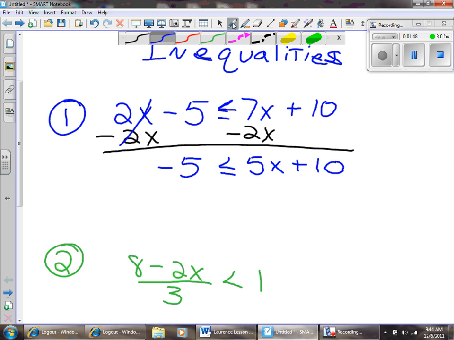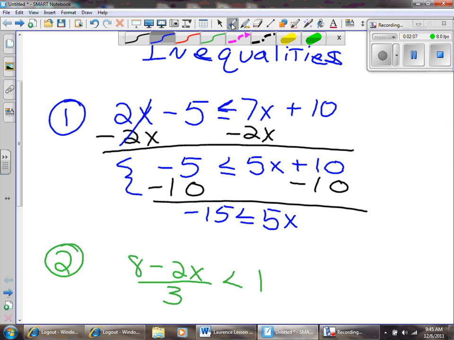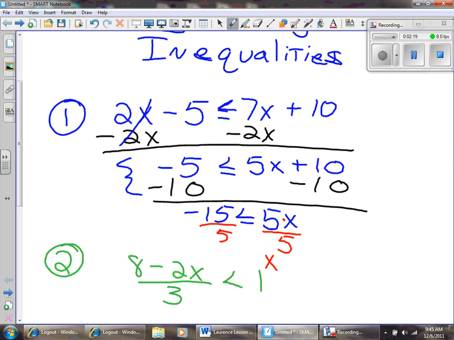Now it's just a two-step inequality. I will subtract 10 from both sides. And then I will get 5x negative 15. Remember, when the signs are the same, we add and keep the sign. Okay, now x is not alone. It's attached to a 5 by multiplication, so therefore I will divide by 5 on both sides. So my solution will be x greater than or equal to negative 3, or negative 3 is less than or equal to x. When I go to graph that on a number line, I must show the negative 3.